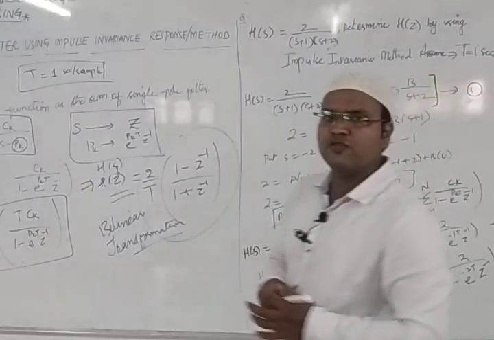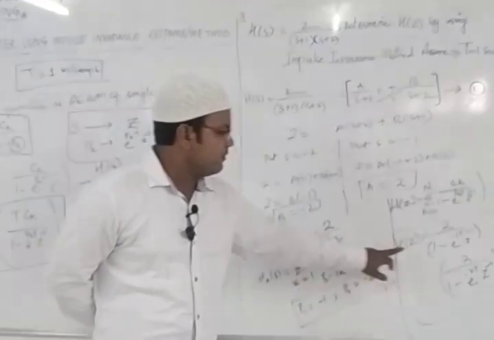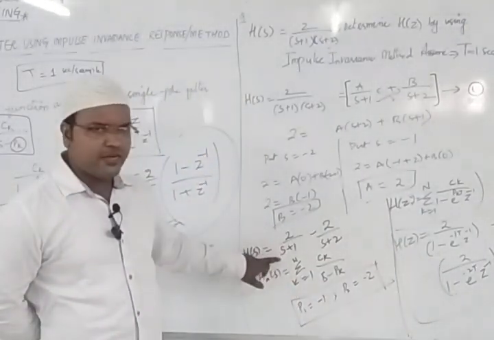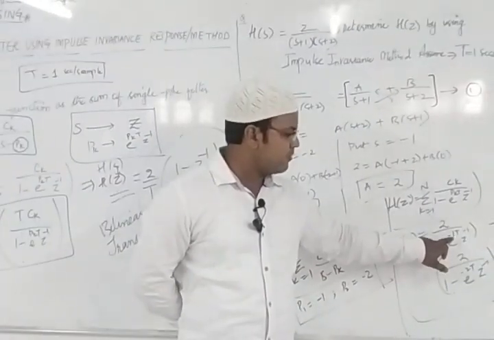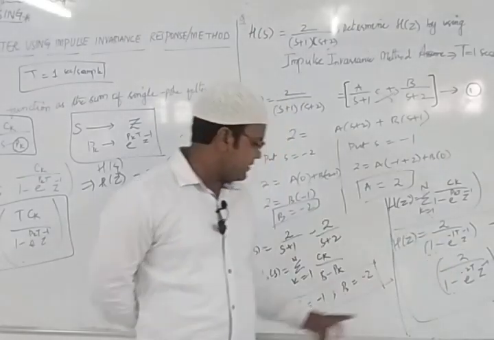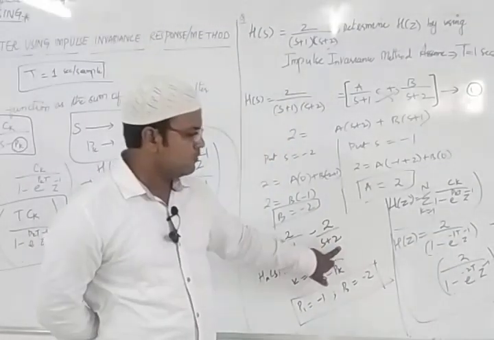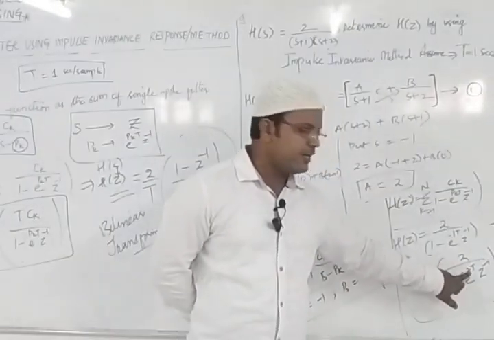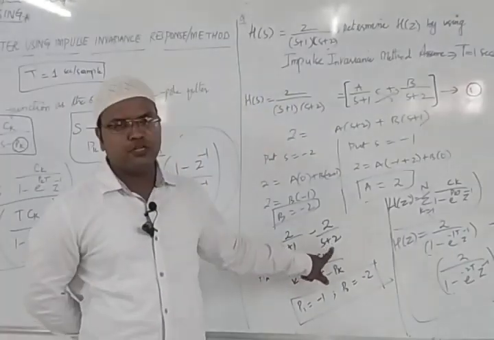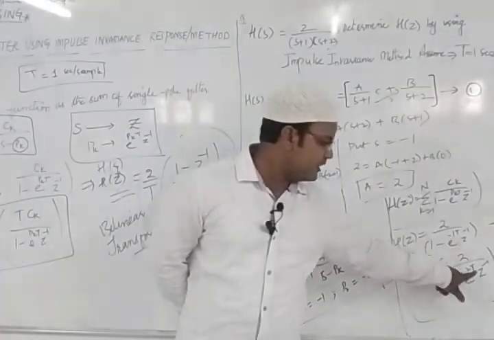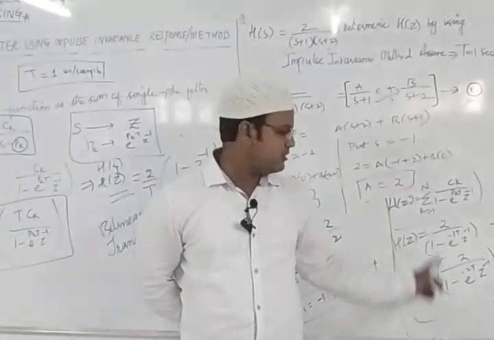So what we did, students, wherever s is there, that s value we modified. Here s is there, that we wrote 1 minus e power minus 1T z power minus 1. For the second one, s plus 2. Why are we writing 2? Because here we do have pole is 2. That 2 we need to mention with z power minus 1.